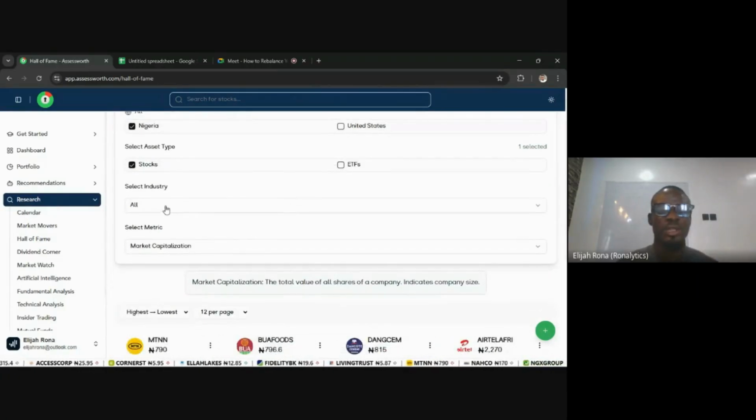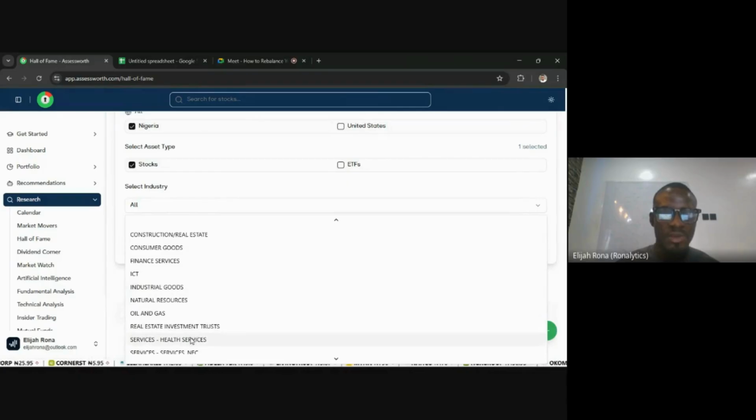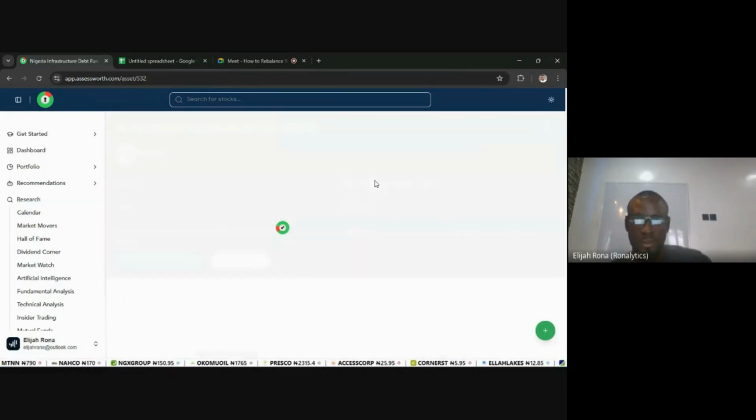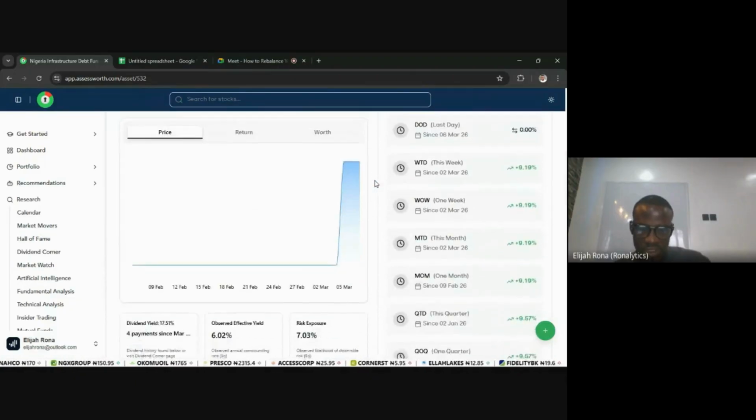Then in the industry, let's consider real estate investment trusts. These are companies that either invest in real estate or infrastructure stuff. So let's look at this Nigeria infrastructure debt funds. This one, view details here. What are we noticing here?